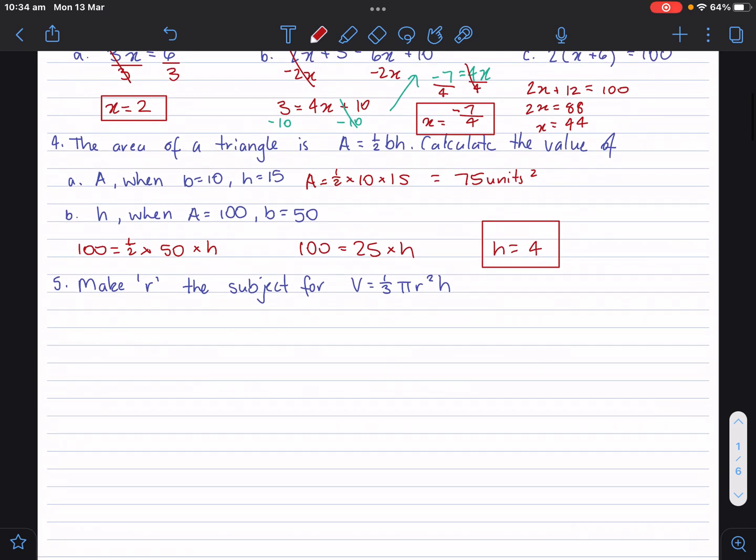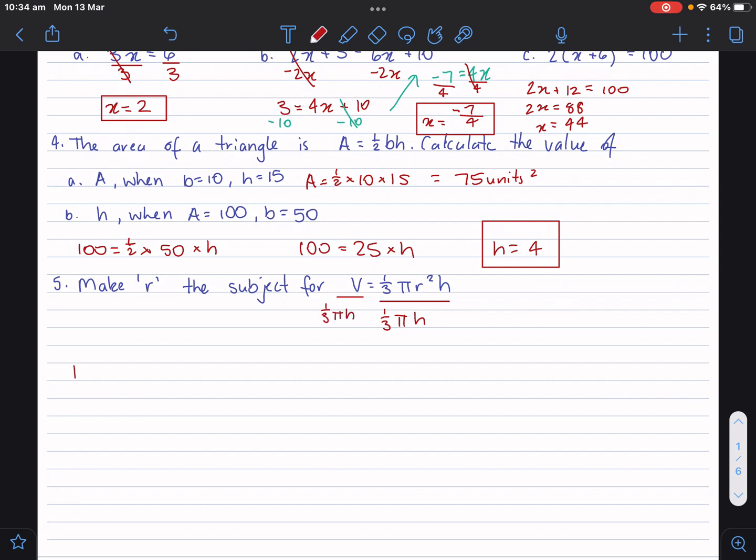Next question. Question 5. Make R the subject. So we have a few variables there. We have a few numbers. We want to get R by itself. So remember, leave whatever is directly with the pronumeral till last. So we're going to leave the R squared till right at the end. Now, because everything's being multiplied on this side, I can divide what I don't need across. So I can divide the third and pi and the H across onto both sides.